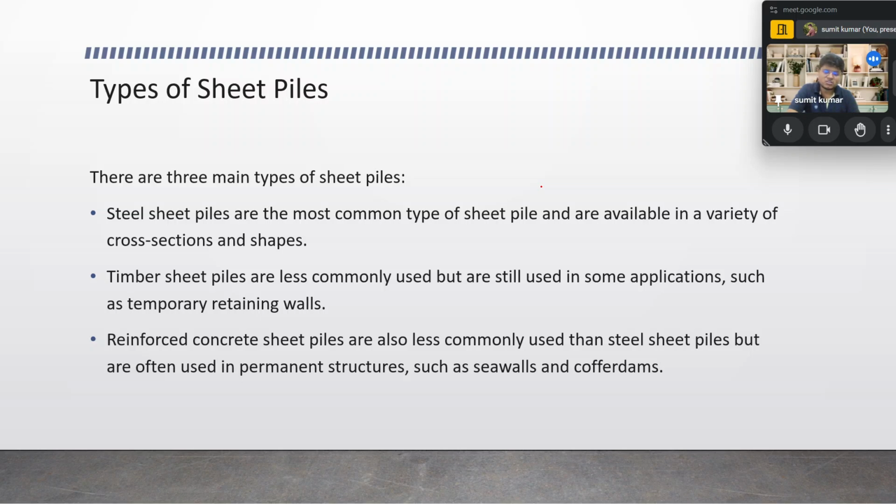Reinforced concrete sheet pile walls are also less commonly used than steel sheet pile walls, but are often used in permanent structures such as sea walls and coffer dams. If we construct permanent structures, they could be used, but their use in temporary structures is almost less than 1%, because it is not possible to construct the sheet pile wall as temporary and remove it after construction. Steel and timber piles could serve that purpose, but that is not possible with the concrete sheet pile wall.